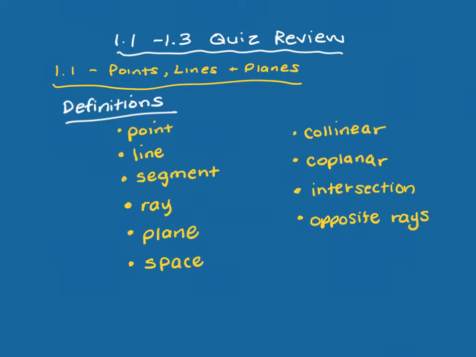A ray has one endpoint and one arrow, so again, you can't measure it. It would point forever in one direction. And remember that for rays it matters what order you write the name, whereas for a segment, it doesn't matter. These are the same. And for a line, it doesn't matter. Remember, a line can also be named with a lowercase italicized letter in addition to two points.